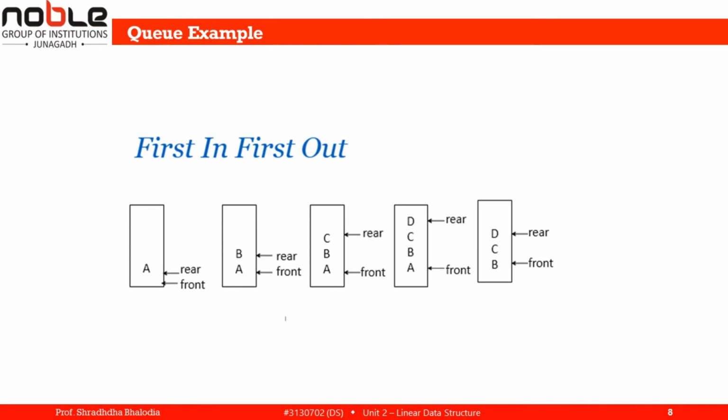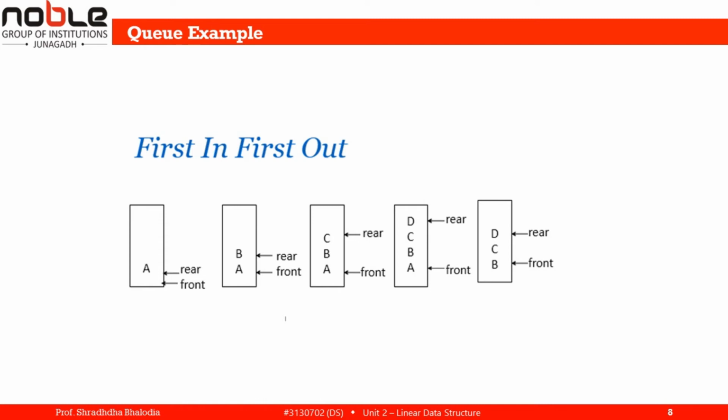This is an example of a queue. Here we can see that A is the first element to be inserted in the queue, so our front and rear pointers both point to A. If we add B to the queue, then rear will increment. If we add another element, then rear again increments. If we add another element D, then rear is incremented. If we want to delete an element from the queue, then we can delete the element indicated by the front.